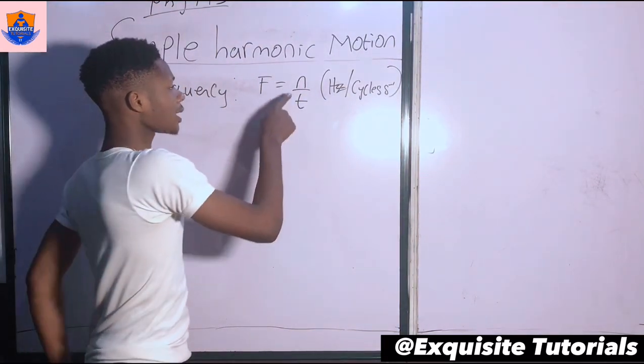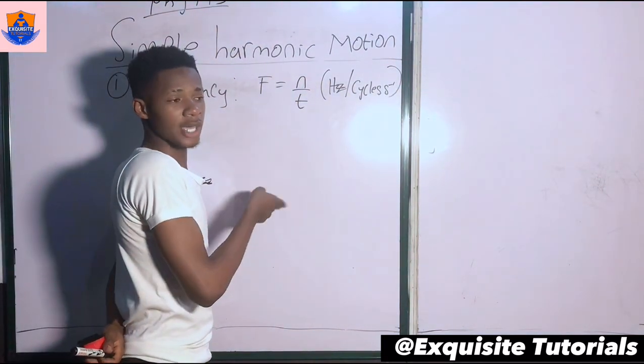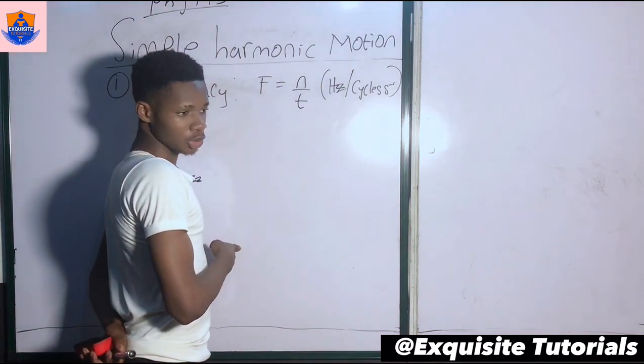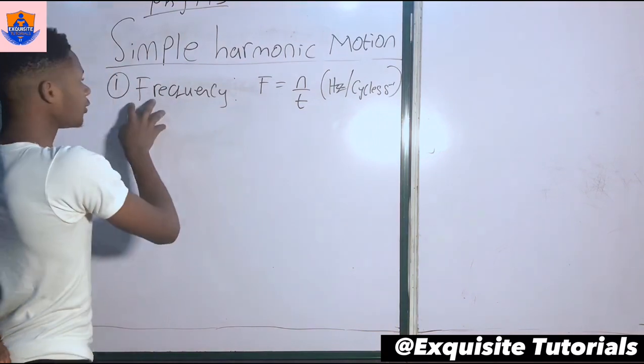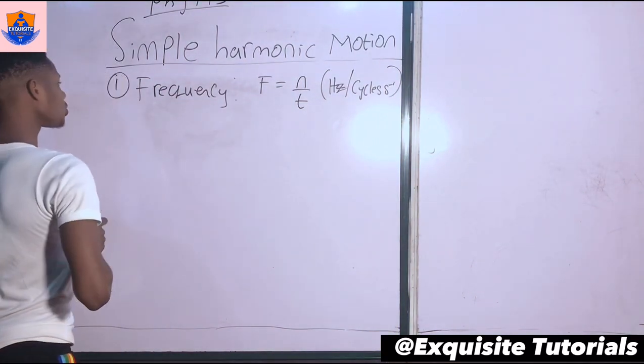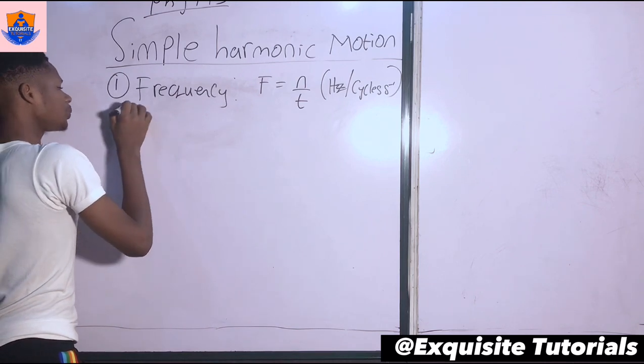Now you should know that n means cycles. Okay, the number of cycles produced or the number of revolutions formed in the motion of the body. Frequency mathematically is also given as n over t. The next one we're going to talk about is period.